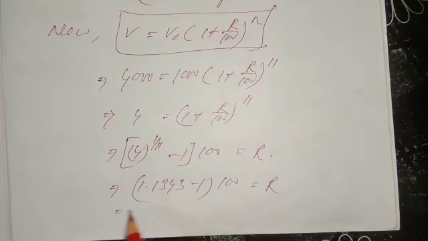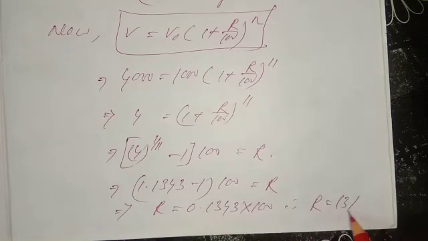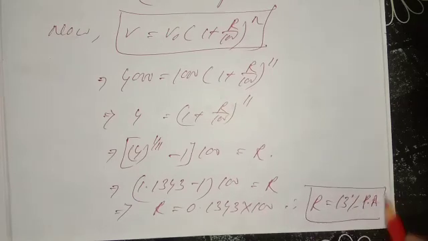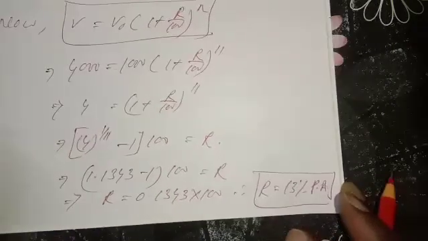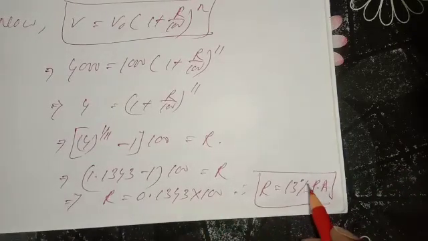If you subtract 1, that is 0.1343. That means the rate is equal to 0.1343 into 100. Therefore R is approximately 13.43, meaning 13% approximately per annum. So what is the rate of interest? The rate of interest is 13.43, approximately 13% per annum.